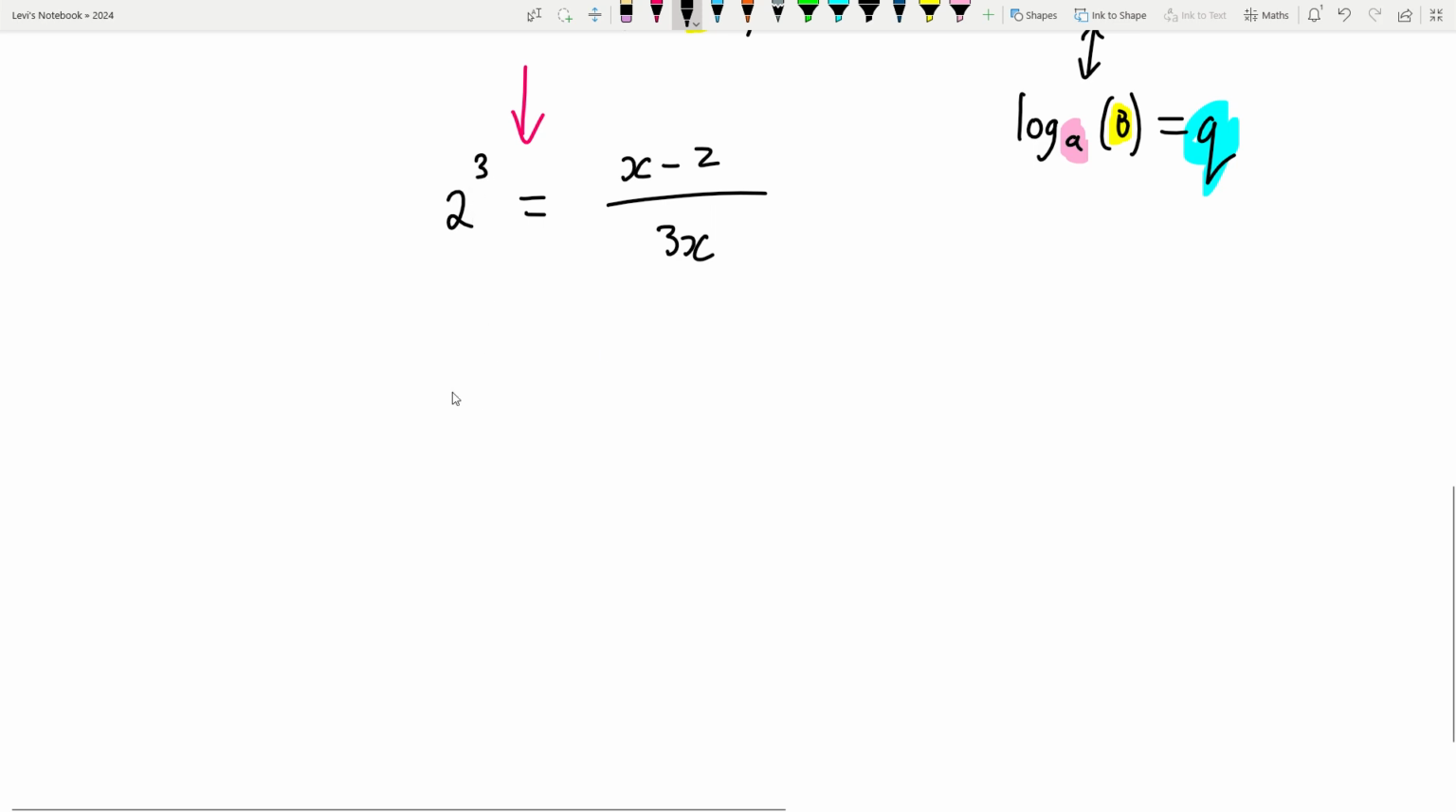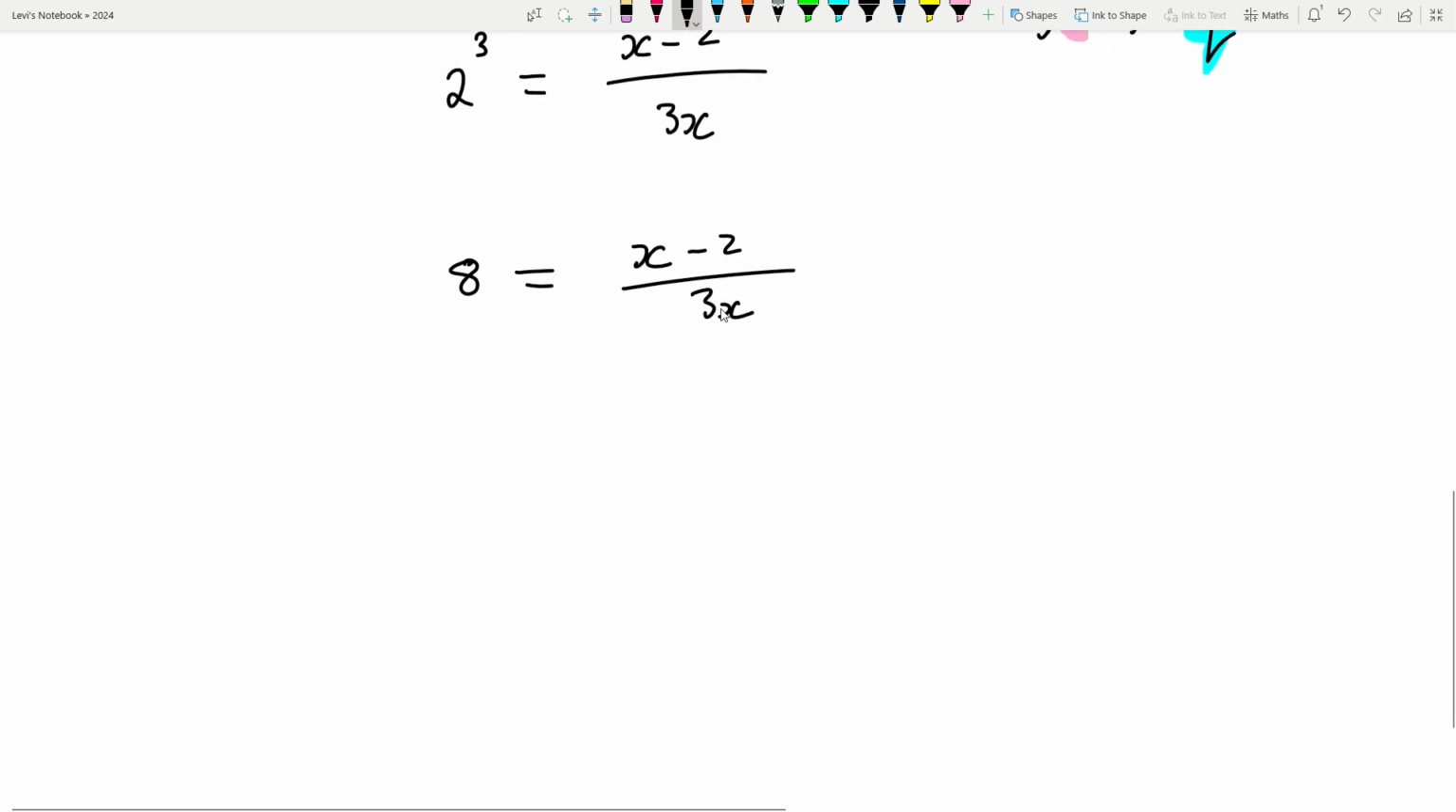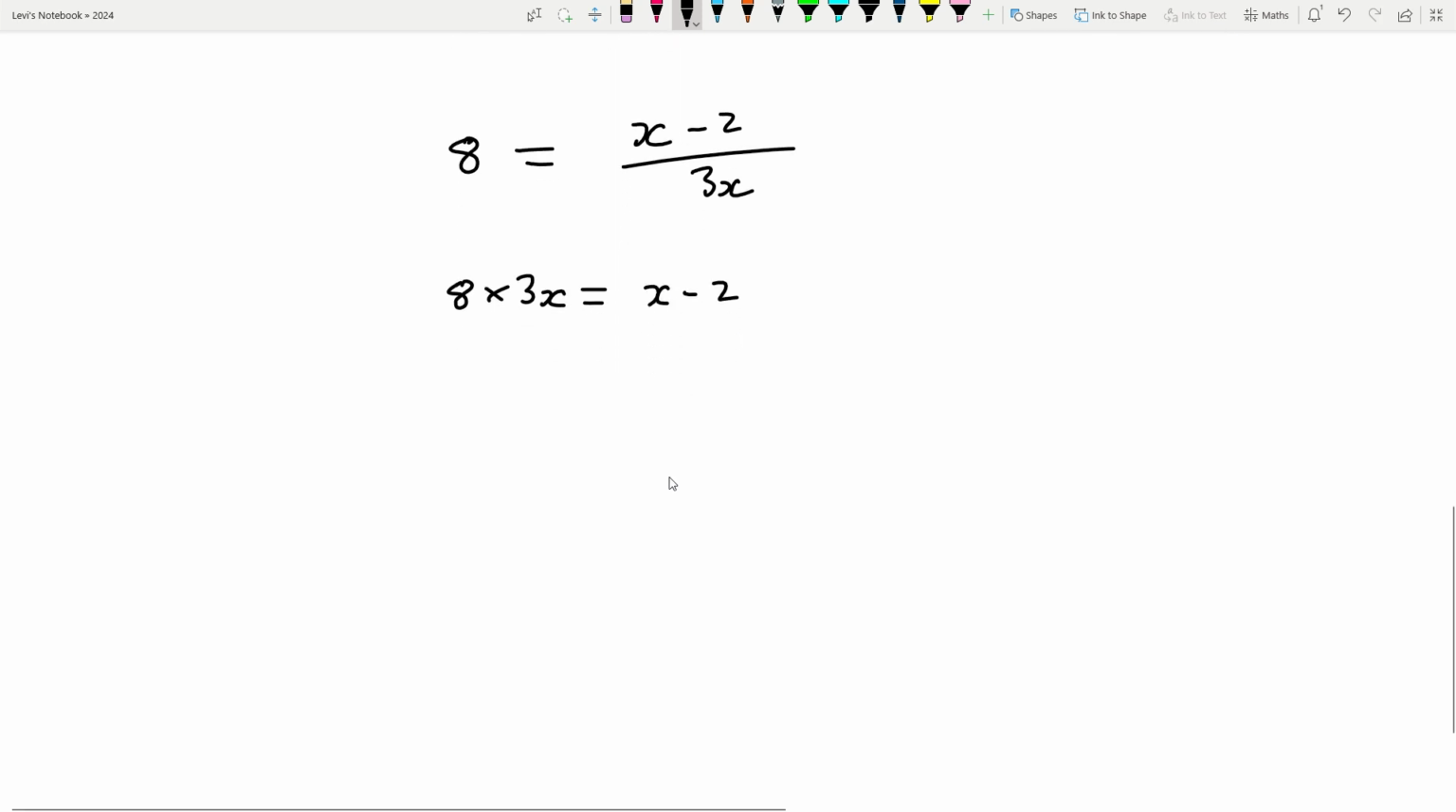2 to the power of 3 is 8, so we have 8 equals x minus 2 on 3x. Now the easiest thing to do straight away now is to move the 3x up there, okay? So a lot of people get stuck in like, oh, what do we do here? Just move the 3x up here and then we can just do a bit of algebra. So we have 8 times by 3x equals x minus 2, okay? This gives you 24x, and this is equal to x minus 2.